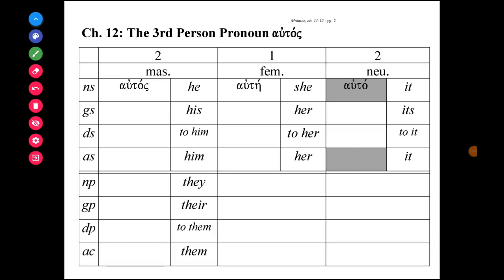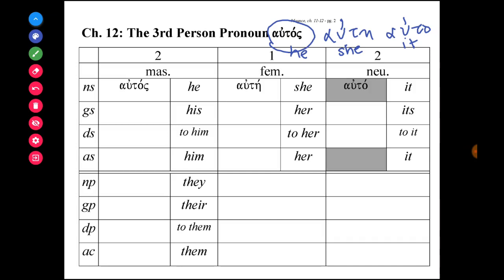Now that you've been introduced to the first and second person pronouns, let's go over the third person pronouns. You've already been introduced through your vocabulary to the word autos, which means "he." And in your vocabulary, in Mounce, he also listed the feminine form, aute, which is "she," the nominative singular form, and then also the nominative singular form for the neuters, auto, which means "it." And so we'll go over these forms.